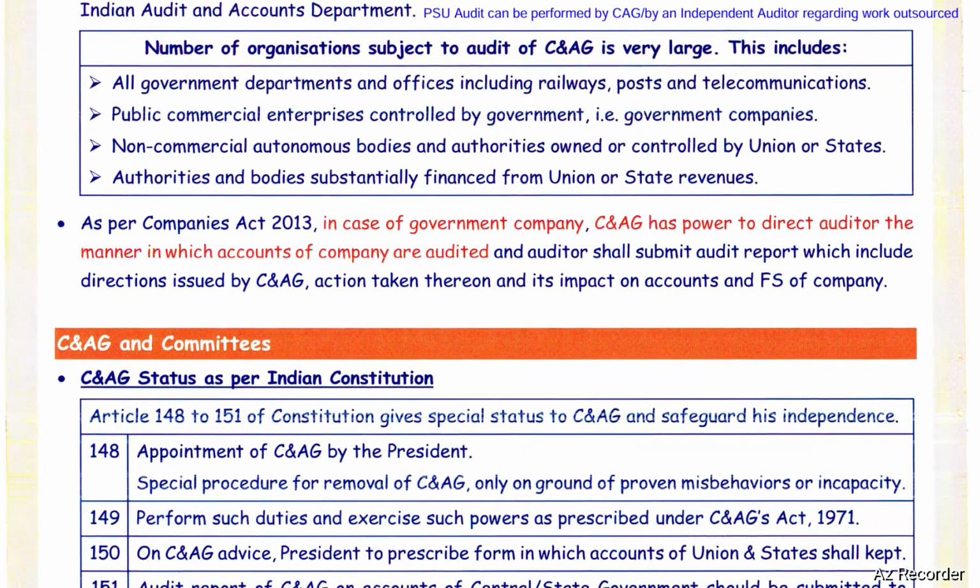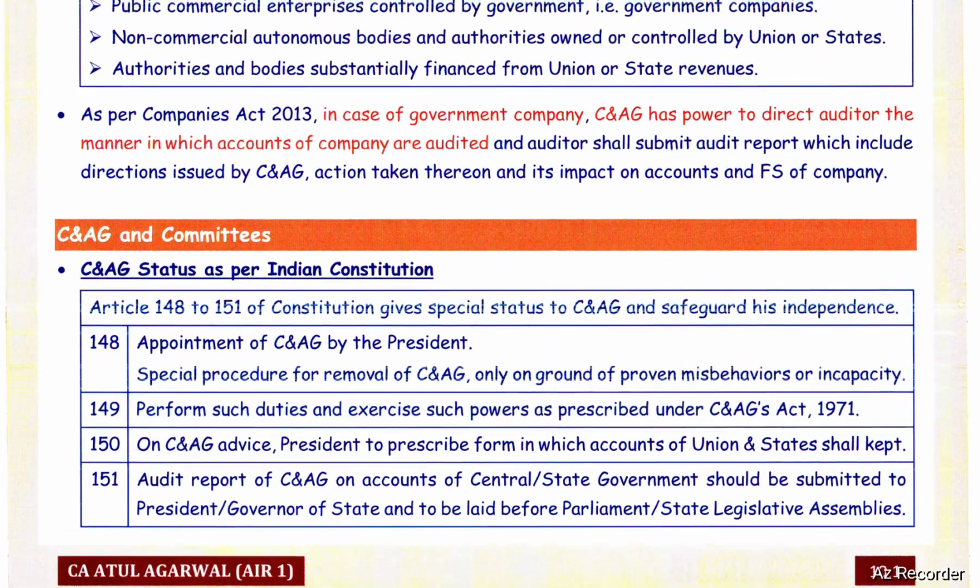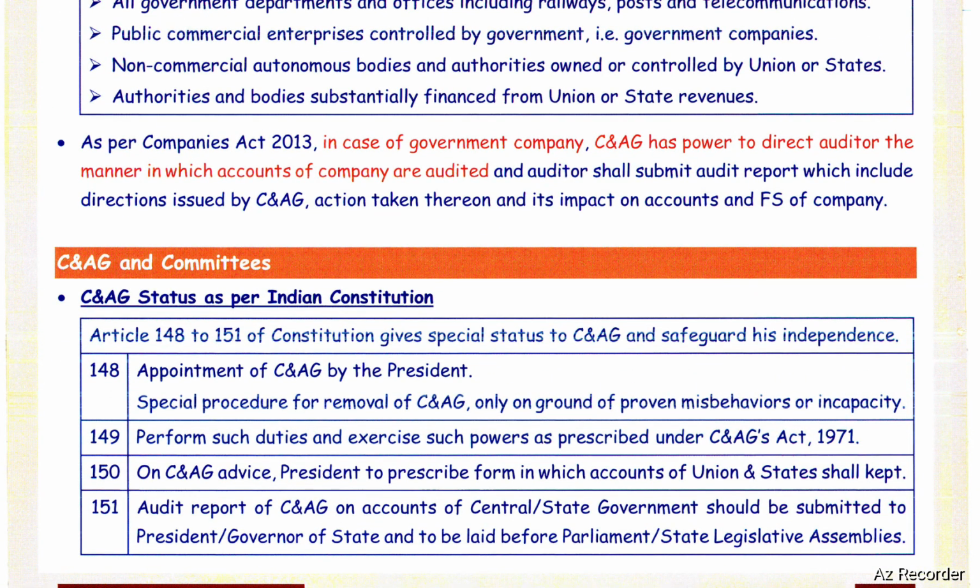As per Companies Act 2013, in case of government company, CAG has power to direct auditor the manner in which accounts of the company are audited, and auditor shall submit audit report which includes directions issued by CAG, actions taken thereon, and its impact on accounts and financial statements of the company.